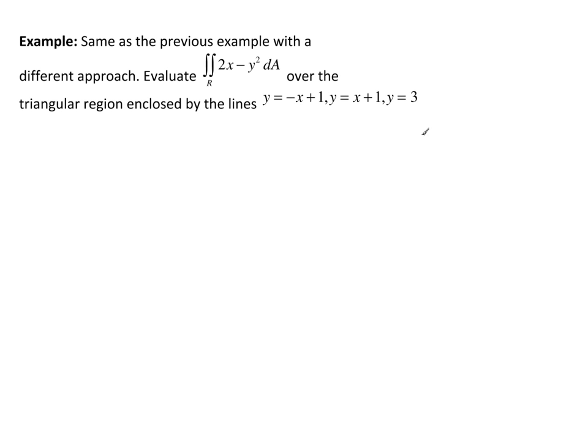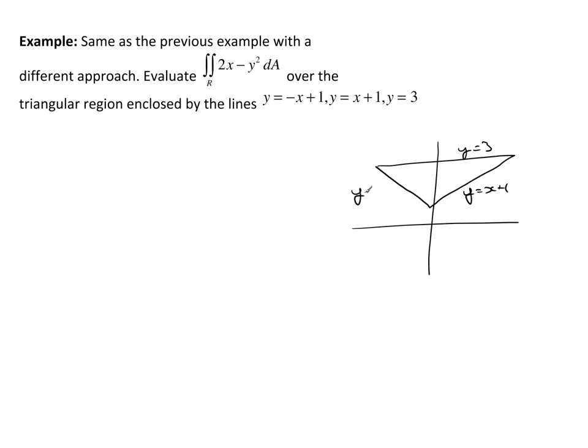Let's take a look at that same example we just messed around with, only I want to do it slightly different this time. Let's draw this again, because our triangular region looked like this. This was the line y equals 3. This was y equals x plus 1. This was y equals negative x plus 1. And here's x equals negative 2, and here's x equals 2.